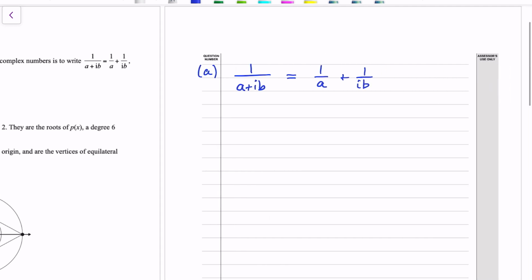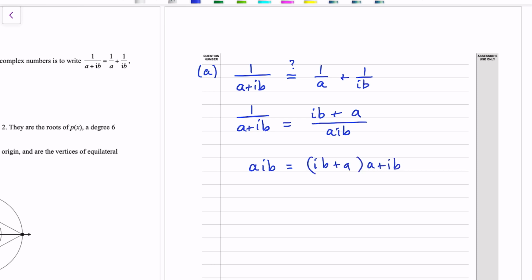Okay, well if it did, we could put the fractions back together on the right hand side. I'll put a question mark over that because we're testing it. IB plus A all over AIB. And then we can cross multiply. Kind of see what's going to happen here.